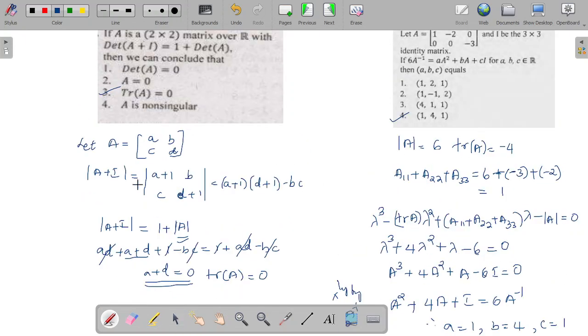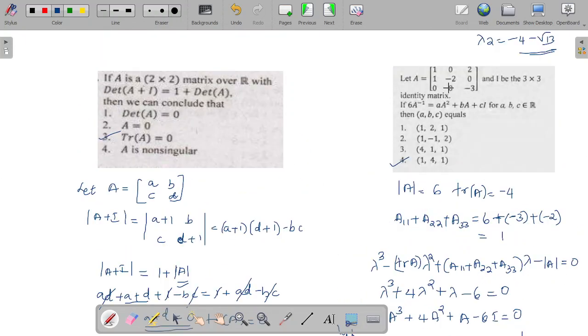Similarly, the fourth question: let A equal to the matrix 1, 0, 2; 1, minus 2, 0; 0, 0, minus 3, and I the identity matrix. If 6A inverse is equal to aA square plus bA plus cI for a, b, c belonging to R, what are the values of these coefficients a, b, c?